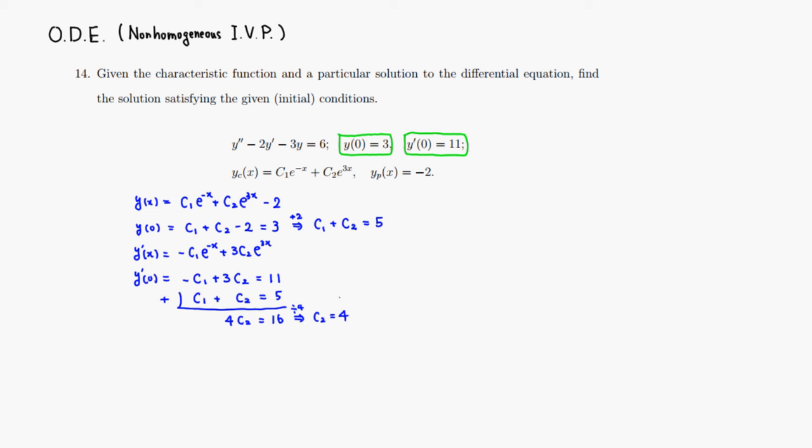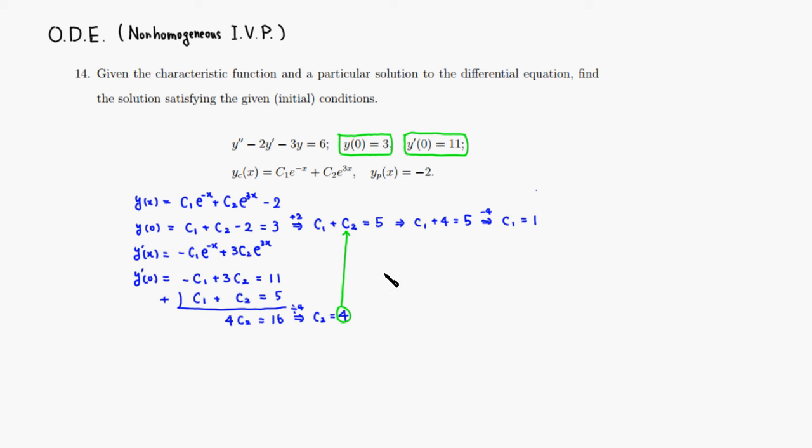All right, once we know our c2 value, we can plug this in here. So we have c1 plus 4 is equal to 5. We can simply subtract 4 from both sides. c1 is going to be equal to 1.